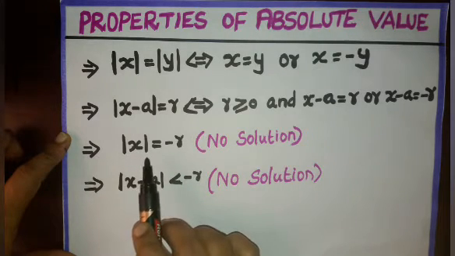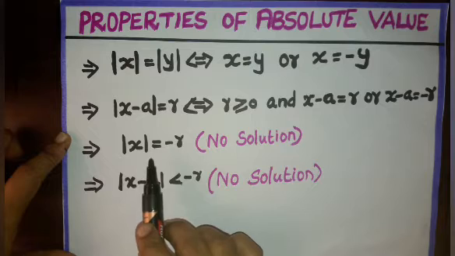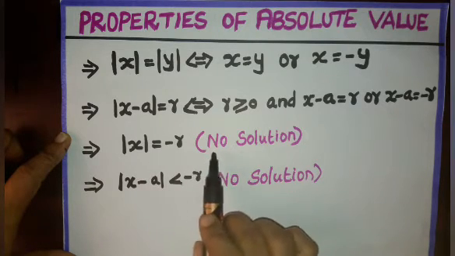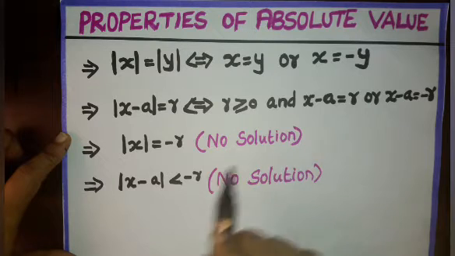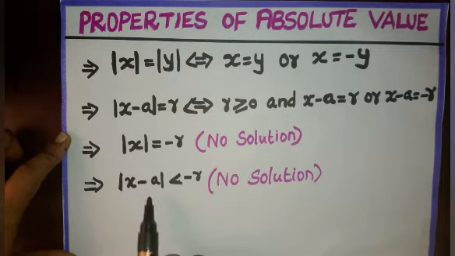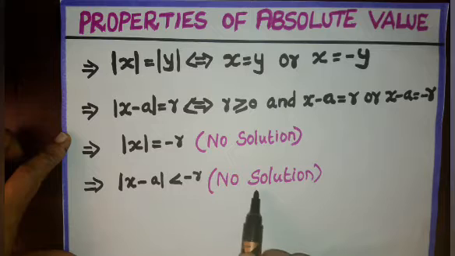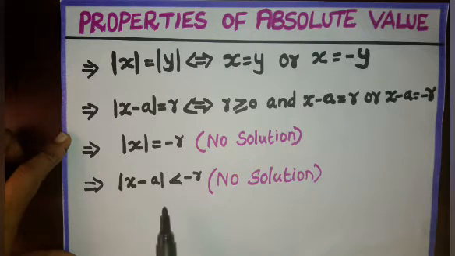Now, modulus of x equals minus r: modulus of x gives a positive value, so modulus x cannot be negative. Then we say there is no solution. Suppose they have an inequality like modulus of x minus a less than minus r. It is not at all possible to find a solution. In that case, you need not calculate anything. Just say there is no solution, because modulus of x will always be greater than or equal to 0.